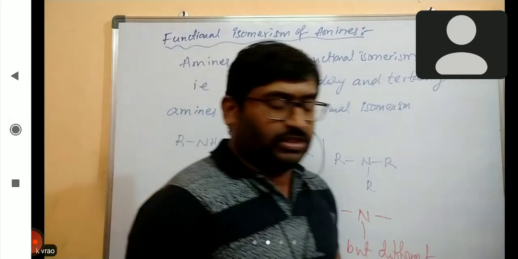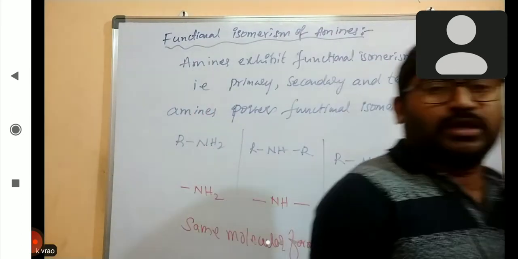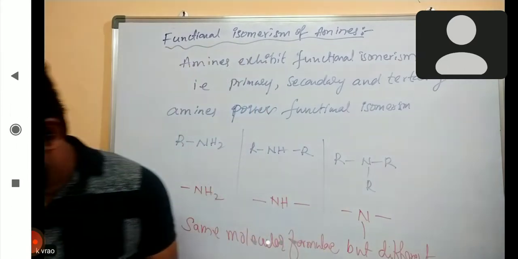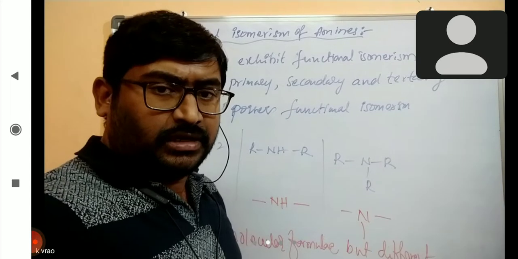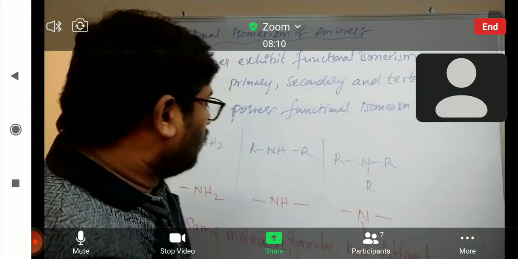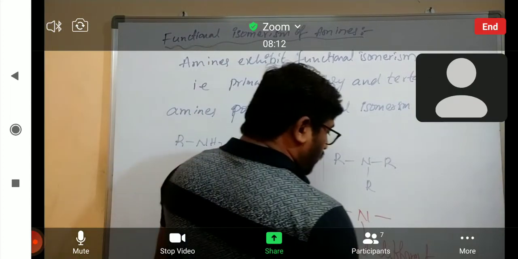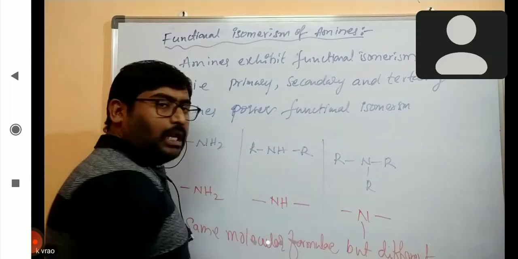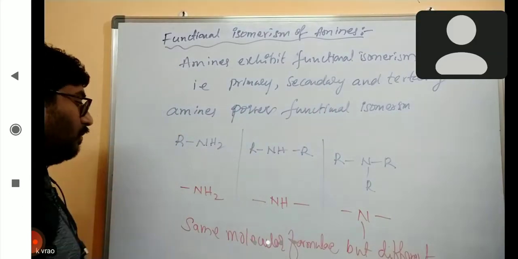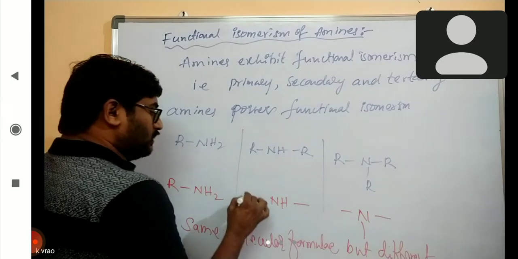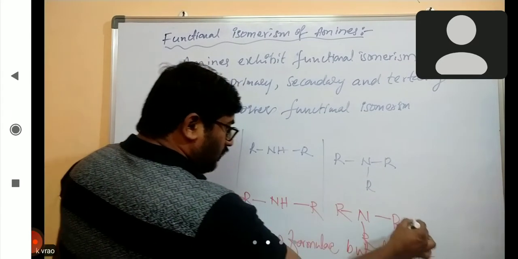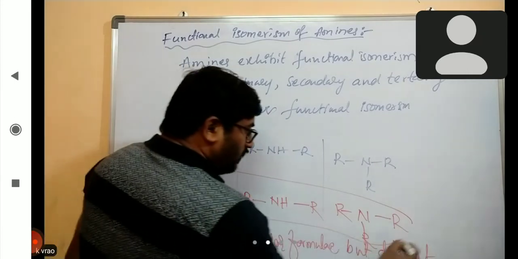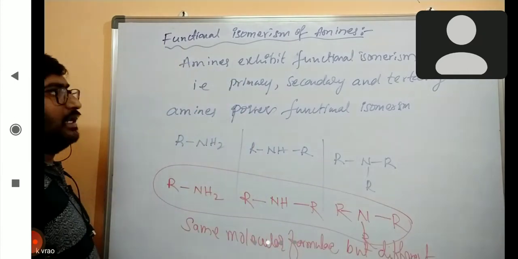Is it clear to all? The organic compounds contain the same molecular formula, but different functional groups. That is, primary amines, secondary amines, and tertiary amines itself show functional isomerism.